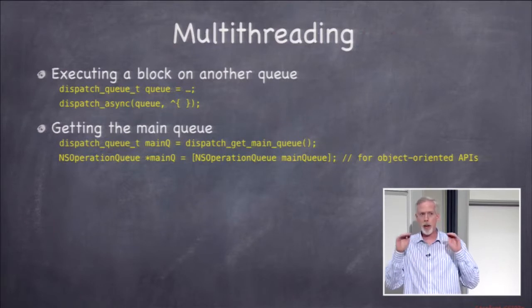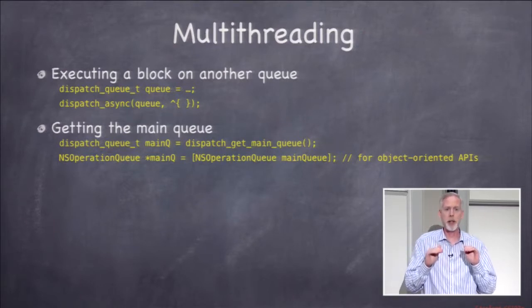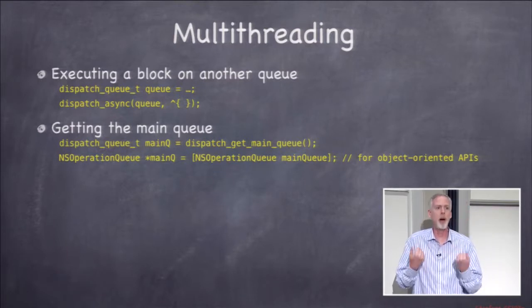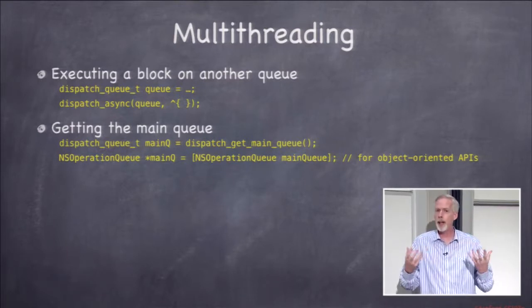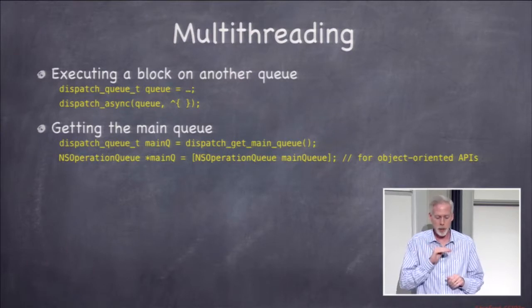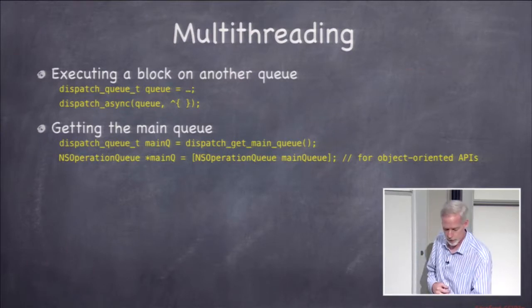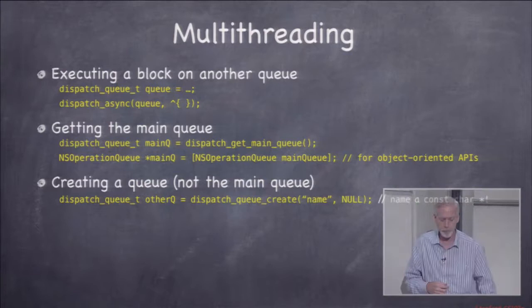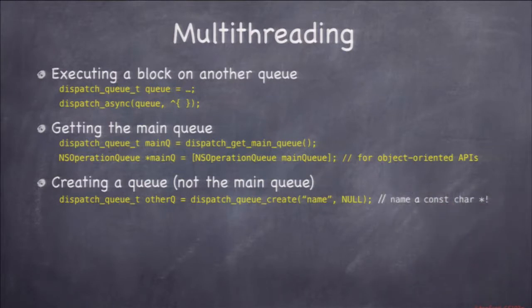At the higher level, that NSOperationQueue level, you can call NSOperationQueue mainQueue as a class method. It'll return an NSOperationQueue object, which represents the main queue. Again, it's just a thin object-oriented layer pretty much on this C layer, and we'll see where that comes into the API.